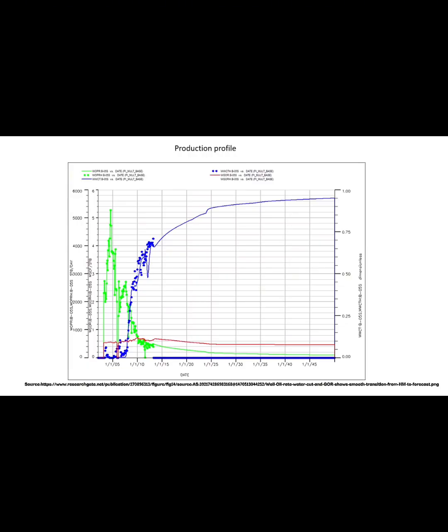In this case we have GOR, water cut, and rates plotted against time. So we see the interval: from 0 to 5 years, 5 to 10 years, 10 to 15 years, 20. So a 5-year interval as we move towards the end of this plot.